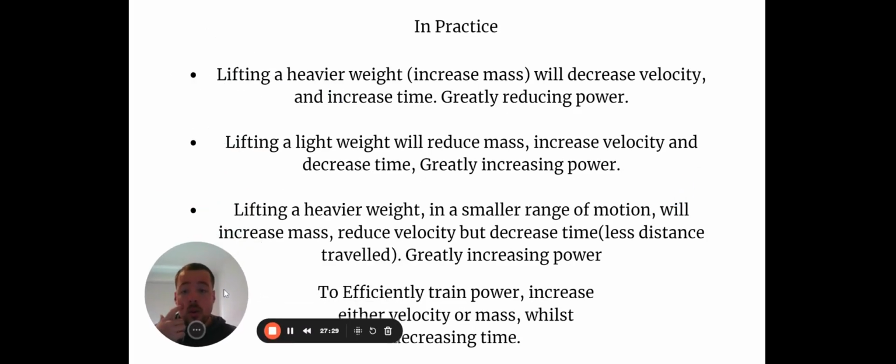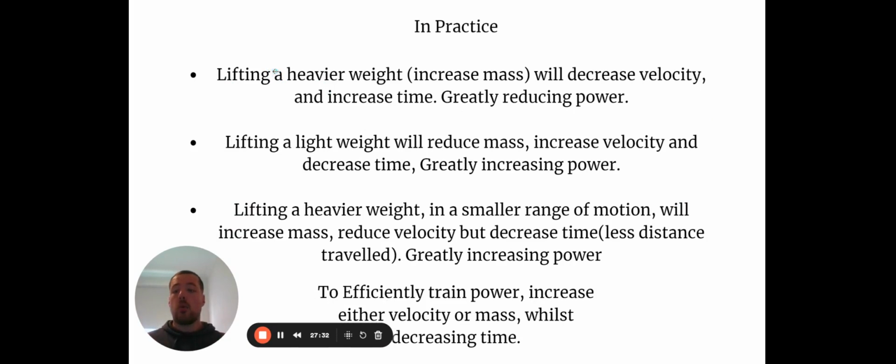In practice, if we lift a really heavy weight, so we think about increasing mass in this equation, what's going to happen is that will decrease movement velocity because it's a heavier weight, you can't move it as quick. That makes sense. So mass will increase, velocity will decrease, and because velocity decreases, time actually increases. So power reduces because we've increased time and decreased velocity, which overrides the increase in mass. So power is down. That's not powerful. If we lift a lightweight, mass goes down, but it increases velocity and decreases time. So power actually increases.